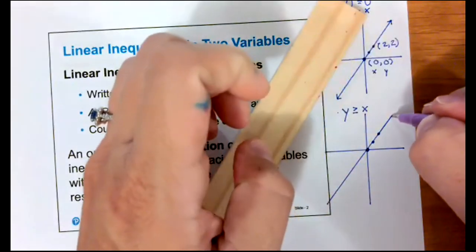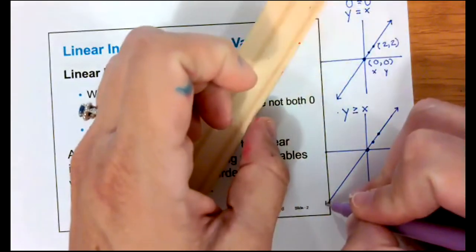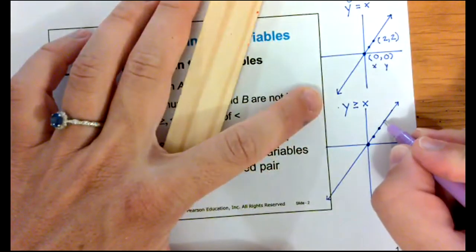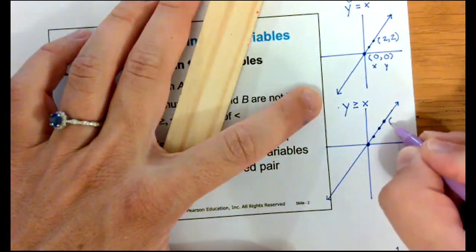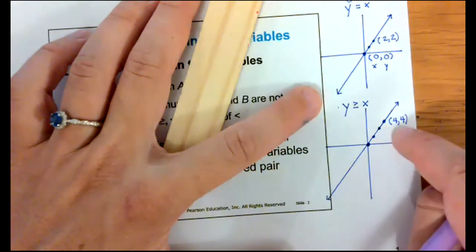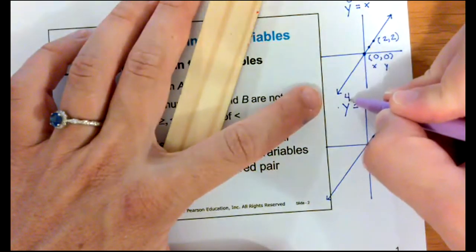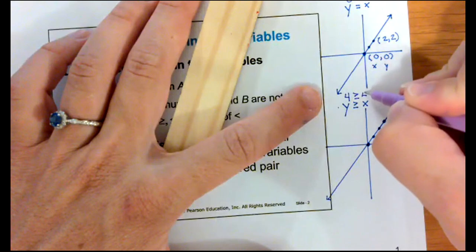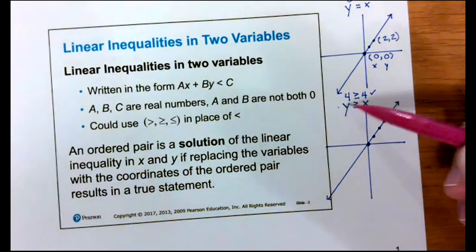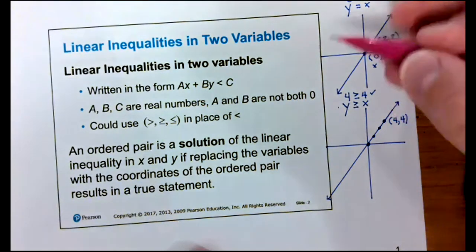It's the same line, and all of those points are still true, right? If this is 4, 4, and I substitute in 4 for x and 4 for y, 4 is still greater than or equal to 4. So all the points on the line are still true for that. But we have to shade everything above the line. Y is greater than or equal to x.